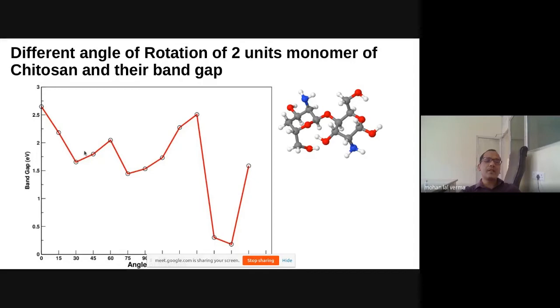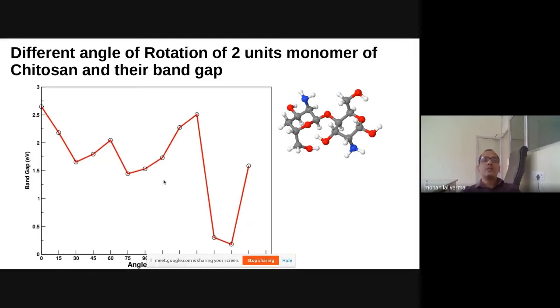So it starts decreasing and becomes almost constant here, and this is very well shown in 3 monomers and 4 monomers also. In the case of 2 monomers, some discrete type of result is showing, and it reduces to less than 0.5 electron volt, meaning its behavior is changing from insulating to conducting when it is rotated up to 175 degrees.